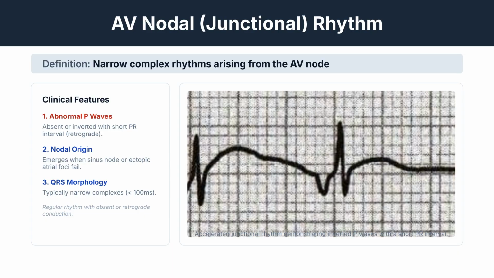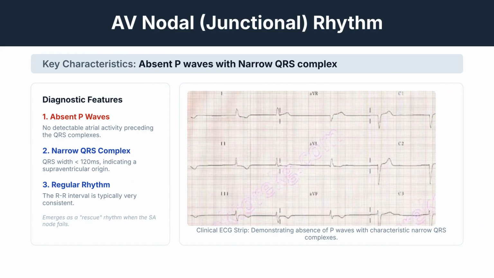Key features include abnormal P waves, which may be absent or inverted, and a narrow QRS complex, usually less than 100 milliseconds. This rhythm is also characterized by absent P waves and a narrow, regular QRS complex, acting as a rescue mechanism when the SA node fails.